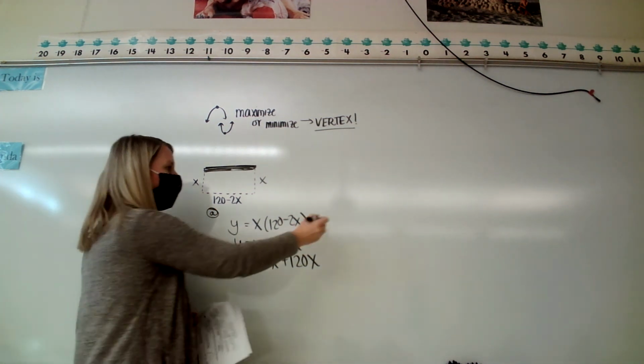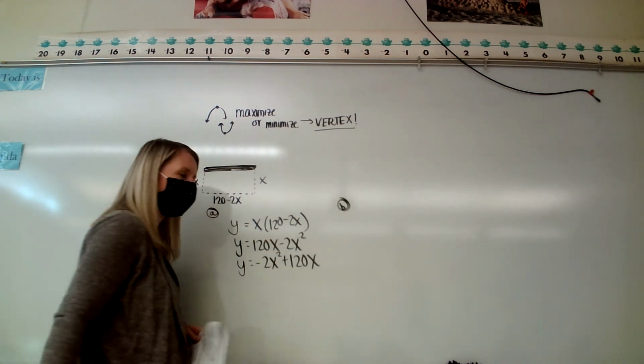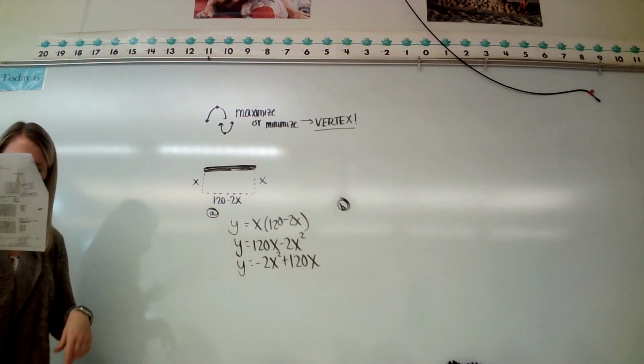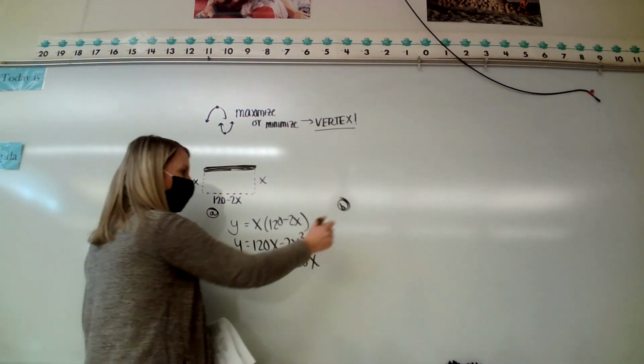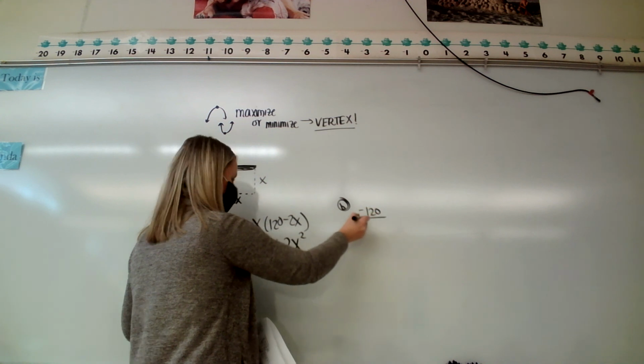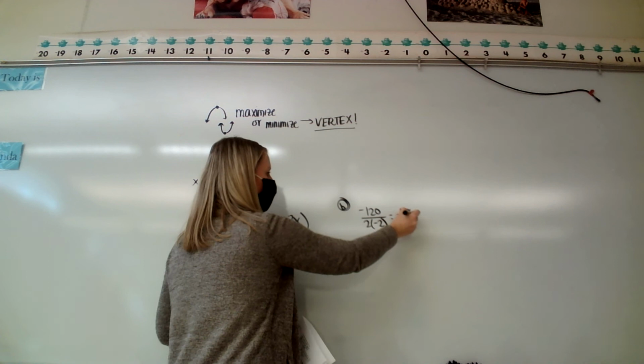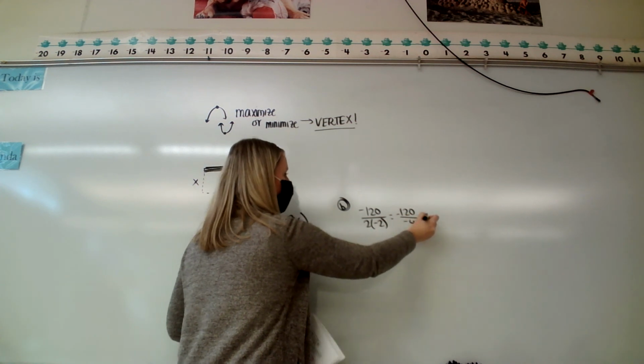And then for B, we want to maximize it. Anytime you see maximize or minimize, it's just a vertex problem. So I'm going to do negative B, which is negative 120, over 2 times A. That just gives me negative 120 over negative 4, which would be 30.